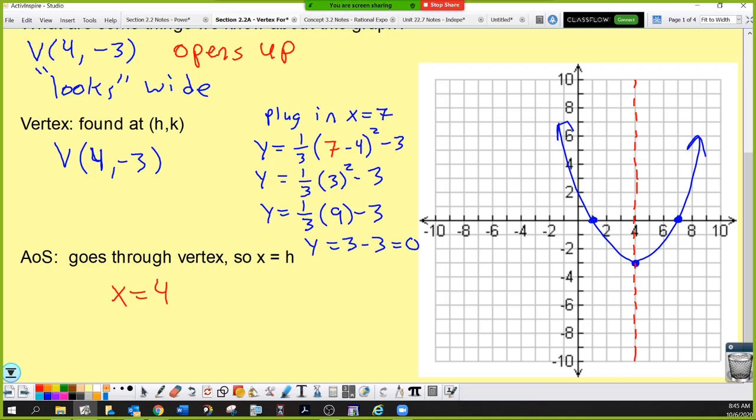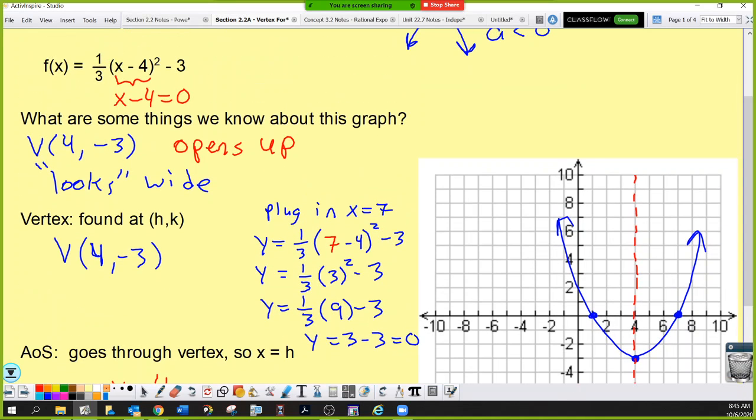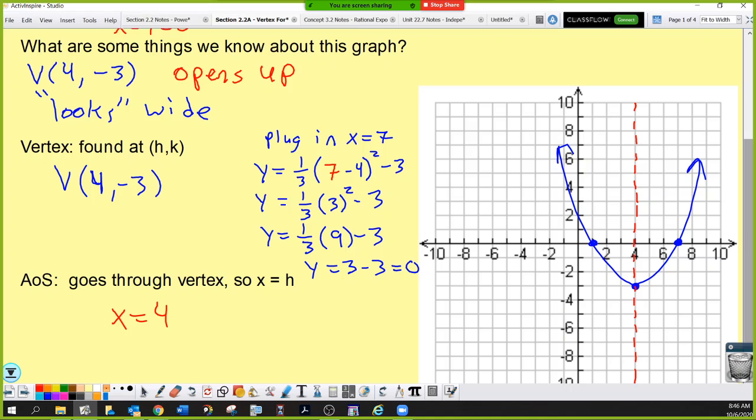What I did was I plugged in x equals 7 because when it says f of x equals, that's just a fancy way of saying y equals. So when you plug in x equals 7, it's going to tell you what the y value is. And that's why I wrote y equals every single time. So when I plugged in x equals 7, I ended up getting that y equals 0. That tells me the coordinate is 7, 0, which is on the x-axis. And whatever happens on the right side happens on the left side.